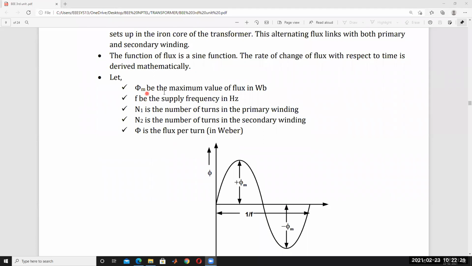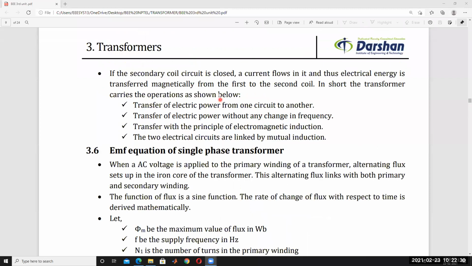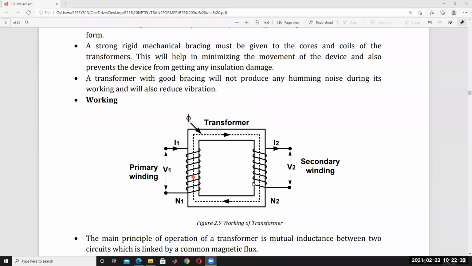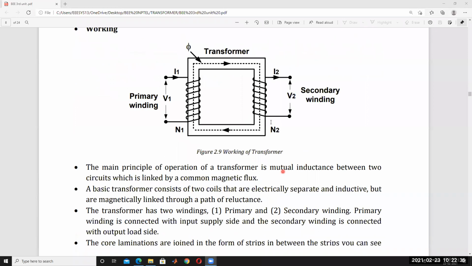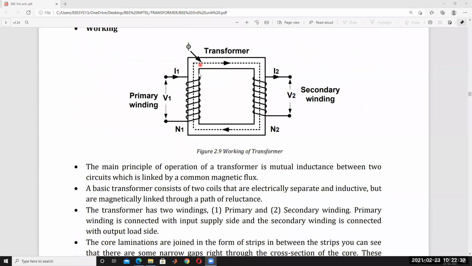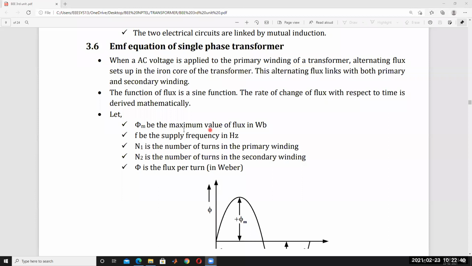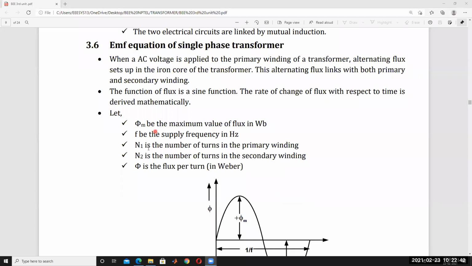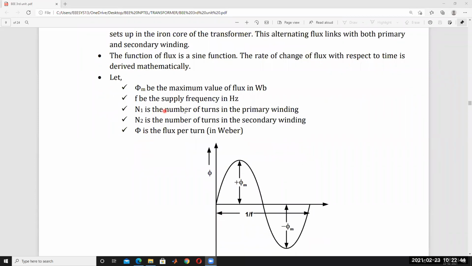Phi m is the maximum value of the flux in Webers, f is the supply frequency in hertz, N1 is the number of turns in the primary winding, N2 is the number of turns in the secondary winding, and phi is the flux per turn in Webers. Phi m is the maximum value of the flux in Webers.